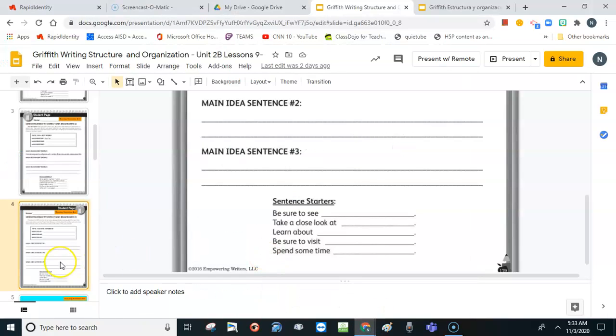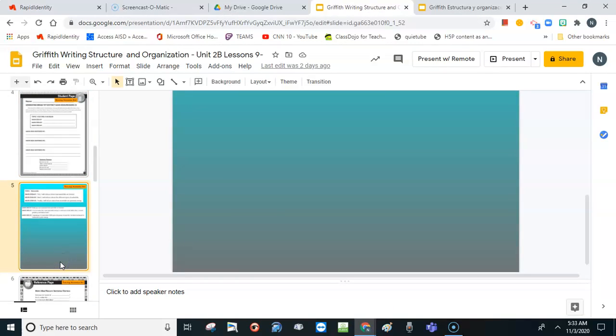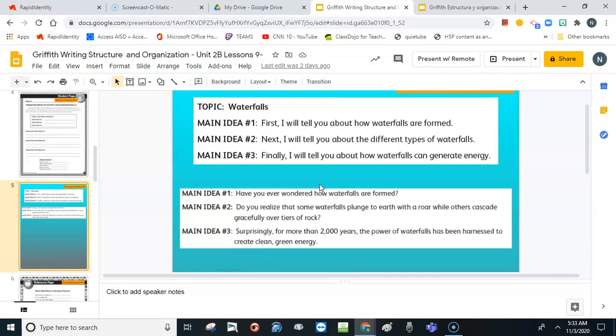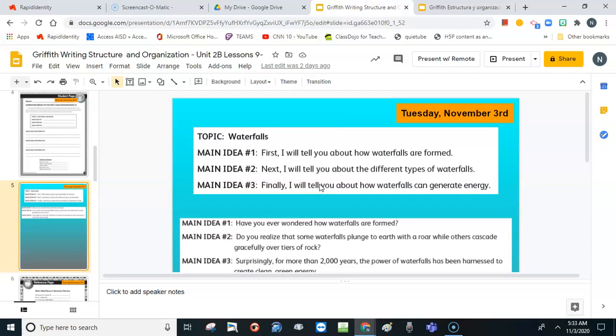Okay. Today we are working on slides 5, 6, and 7. And so look at these first main ideas. The topic is waterfalls. Main idea 1, first, I will tell you about how waterfalls are formed. Main idea 2, next, I will tell you about the different types of waterfalls. Main idea 3, finally, I will tell you about how waterfalls can generate energy.